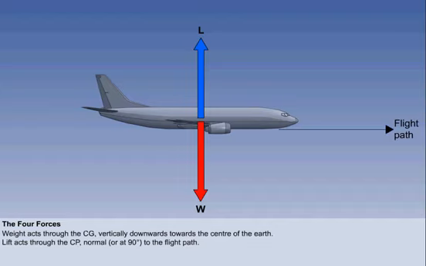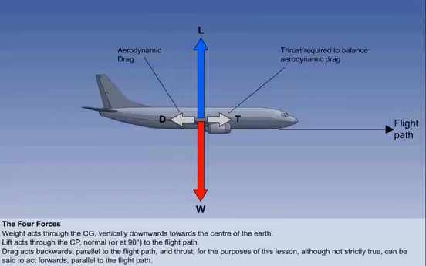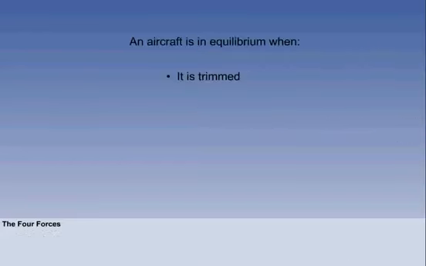Lift acts through the centre of pressure, CP, normal or at 90 degrees to the flight path. Drag acts backwards, parallel to the flight path. And thrust, for the purposes of this lesson, although not strictly true, can be said to act forwards, parallel to the flight path. For an aircraft to be in steady level flight, a condition of equilibrium must exist.